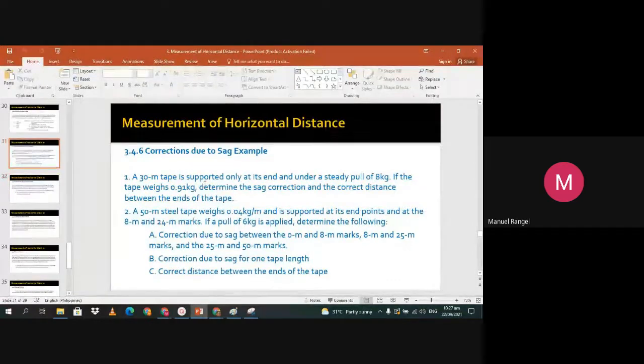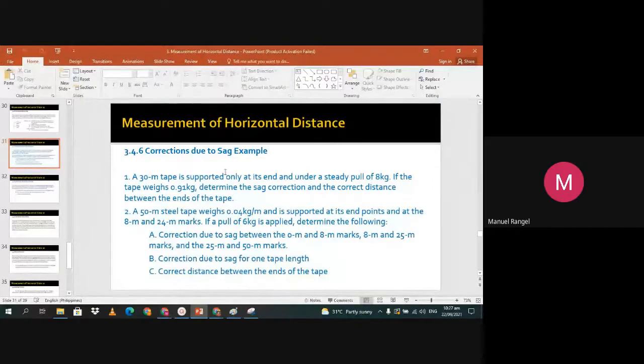Example number 1. Kindly read, Rosel, problem number 1. A 30-meter tape is supported only at its ends and under a steady pull of 8 kg. If the tape weighs 0.91 kg, determine the sag correction and the correct distance between the ends of the tape.